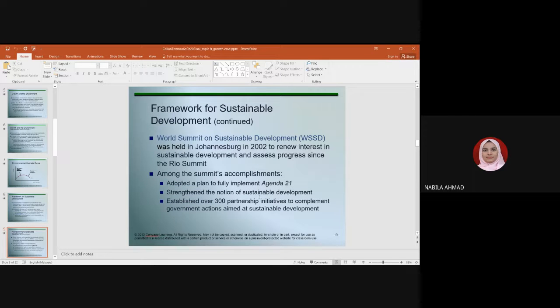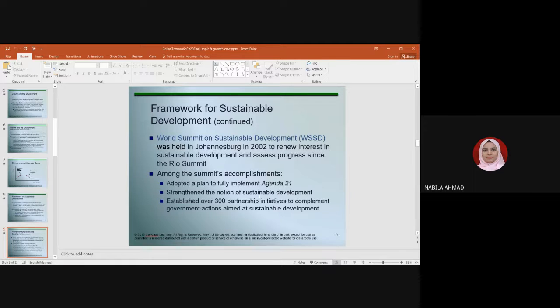And then ada juga conference yang seterusnya, iaitu World Summit on Sustainable Development, WSSD, di Johannesburg 2002. So dia renew interest in sustainable development yang telah dibincangkan dalam Rio Summit.